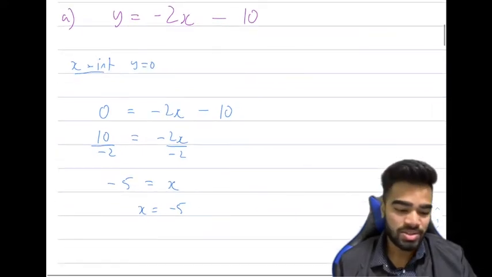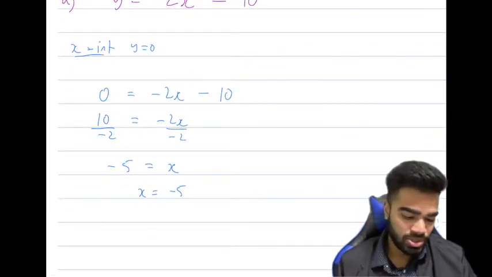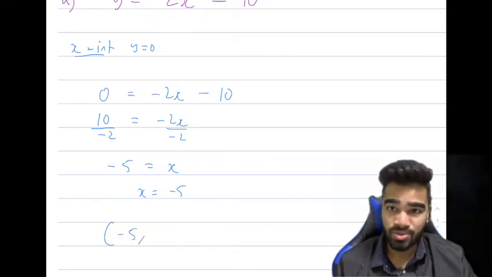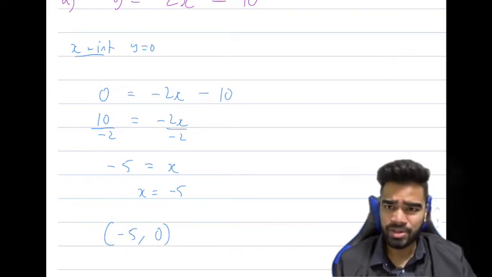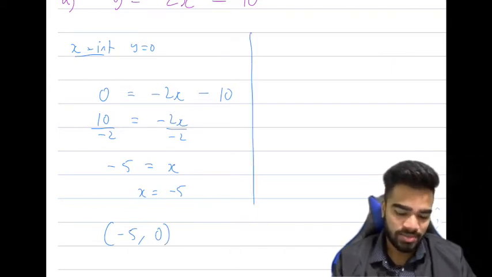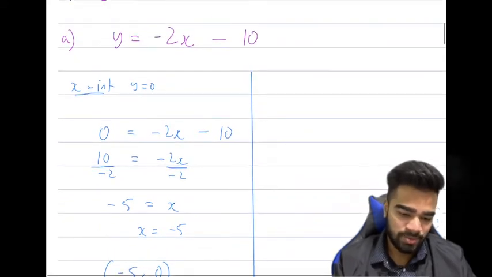So always I advise you write this in coordinate form. So how would you write this in coordinate form? Well, x value is -5, and y value, what's the y value? Well, we subbed in 0, so y value is 0. And you'll notice any x-intercepts will have y value 0, okay? So that's x-intercept done. Okay, next thing is y-intercept.